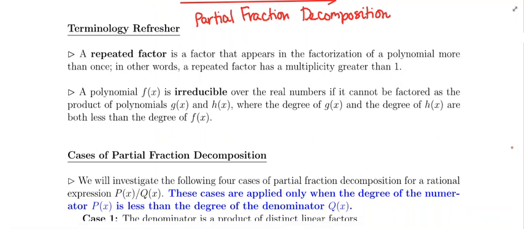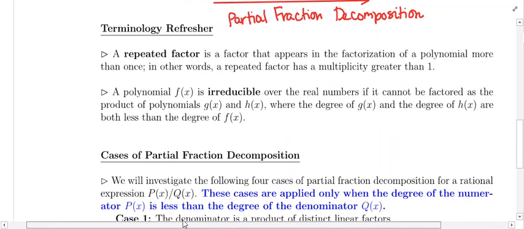Okay, we're going to talk about what a repeated factor is. Remember, when you factor something and you end up with the factorization, factors are the things that you're multiplying together. A repeated factor is a factor that appears in the factorization of a polynomial more than one time. So in other words, a repeated factor has a multiplicity greater than 1.